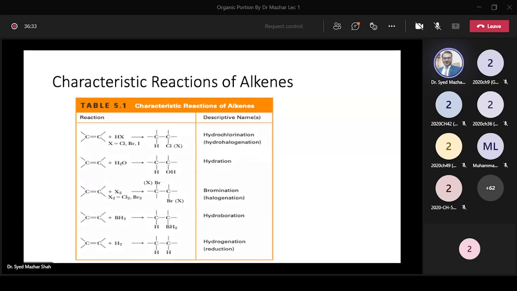So these are the characteristic reactions. You can write any molecule of that family here, and the product would be similar. Just the length of the chain can change, but the product would look similar. The class of the product would be the same.